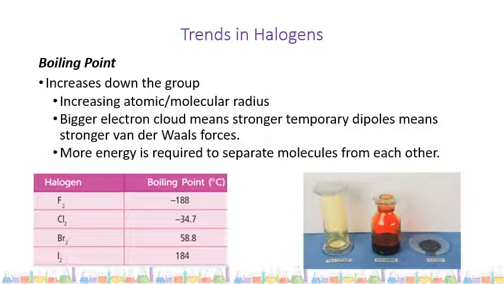If we look here just at the boiling point, you can see that at room temperature, fluorine and chlorine have already vaporized. They've already boiled and turned into a gas. So fluorine and chlorine are gases at room temperature. You can see in the image here that bromine in the middle there is a liquid at room temperature, while iodine is a black solid.